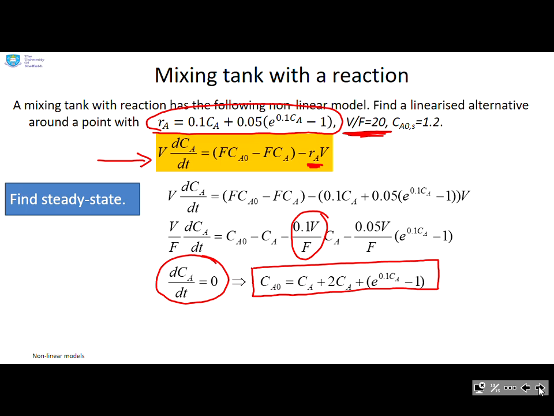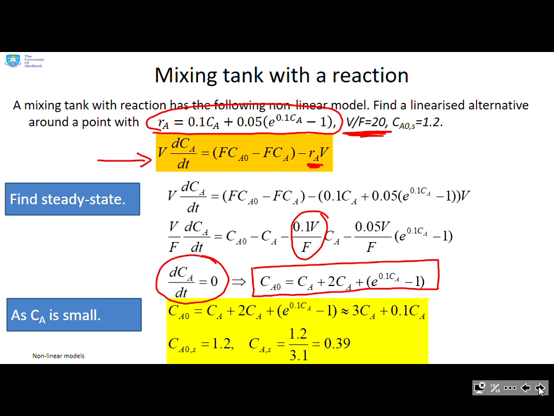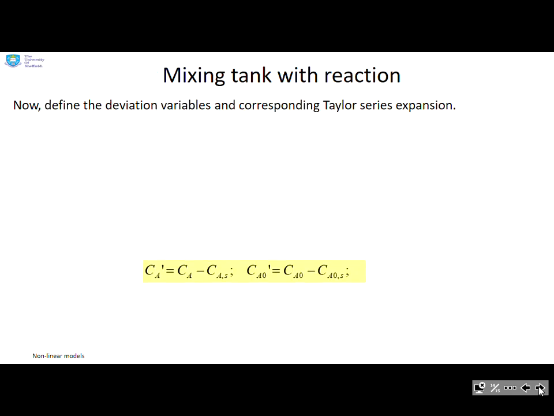Now that's not simple to solve because of the exponential, but what you can do is say that if Ca is small, then this term is approximately this, and so you can find a steady state, and that will be close enough in practice for your needs. Next, what do we do?